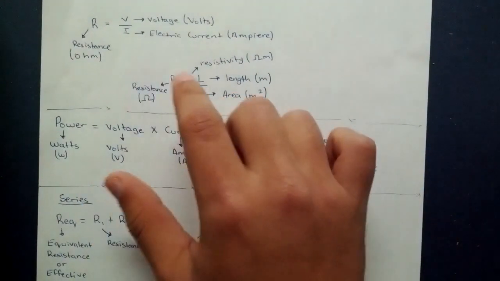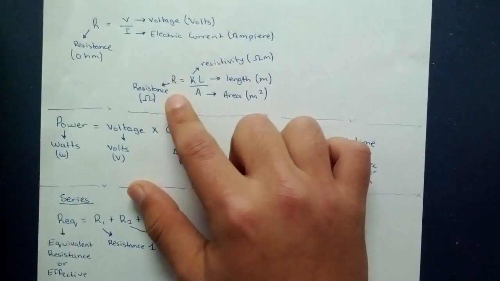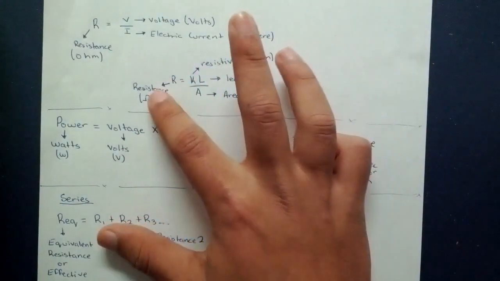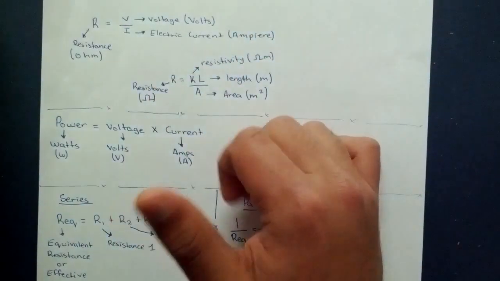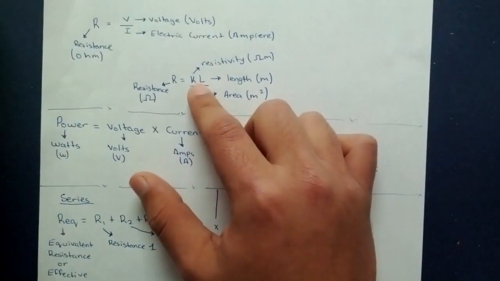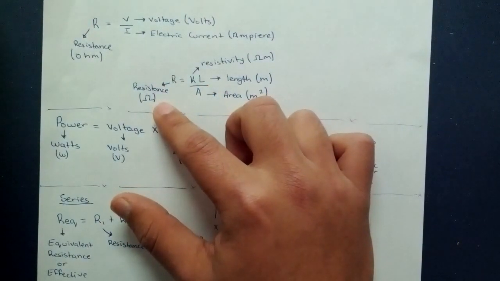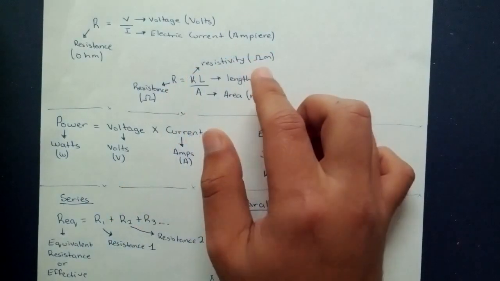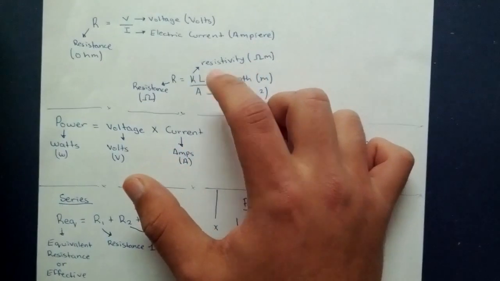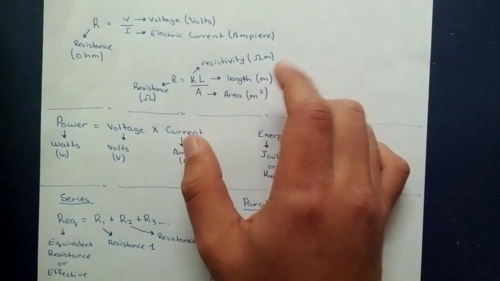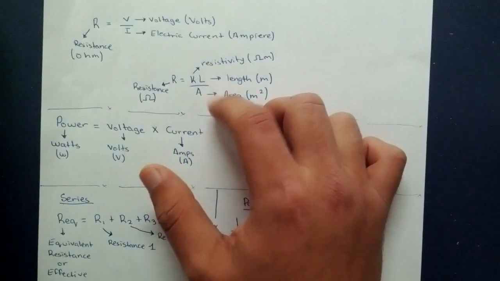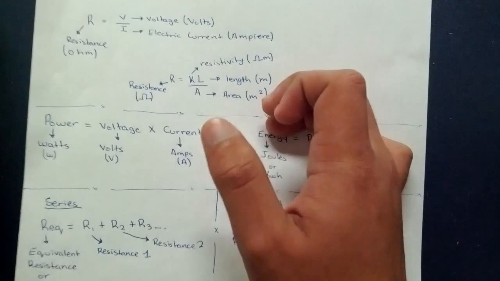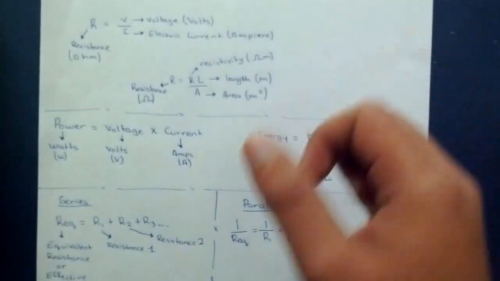And now this formula. This formula is generally used to find the resistivity, but from what I know, most questions will ask you for resistivity rather than resistance. But the equation is resistance equals resistivity, which is measured in ohm meters, multiplied by length, which is measured in meters, the SI unit, divided by A, which is area, and that's meter squared. So that was basically everything on electric current.